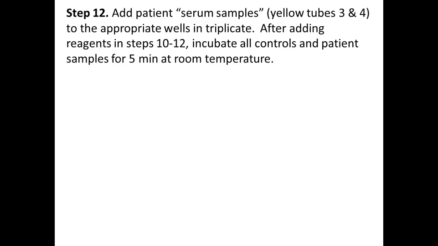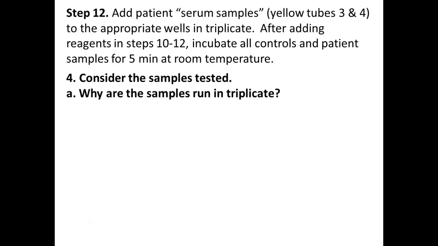Now, you have 2 patient samples, patient number 3 and patient number 4, mostly so you can distinguish those numbers, right? So we're going to add those to the wells, right? We're going to let it sit for 5 minutes. We're going to actually do this in triplicate. You're going to have 3 wells for your positive, negative controls and your 2 patients.